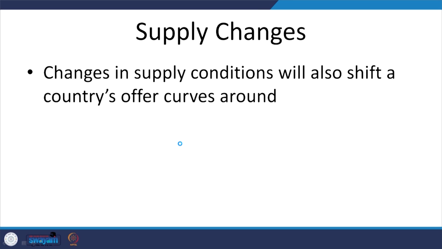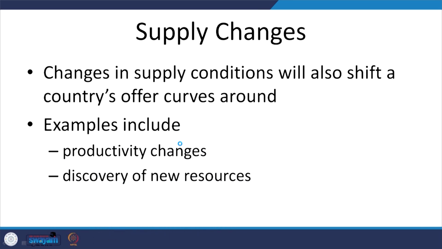In the international market, the terms of trade actually decline. When the terms of trade of A increase, the terms of trade of the other country decline. So, therefore, there will be supply changes. A change in the supply conditions will also shift countries' offer curves around. Due to tariff, productivity also changes. And due to tariff or even due to internal factors, new innovation, new resource discovery, terms of trade also get changed. Now, one such example in front of us is the following.